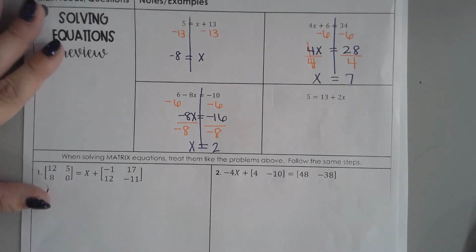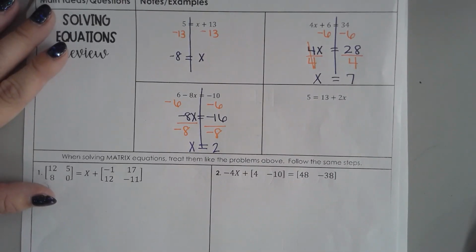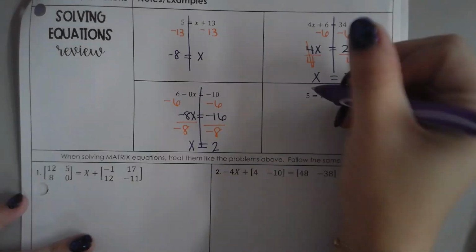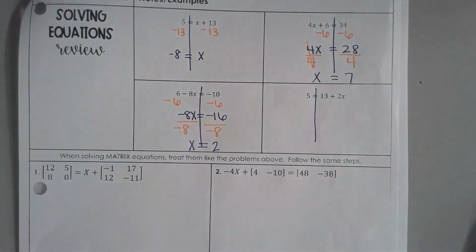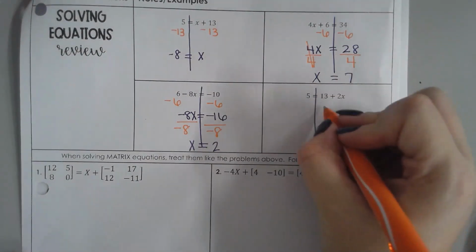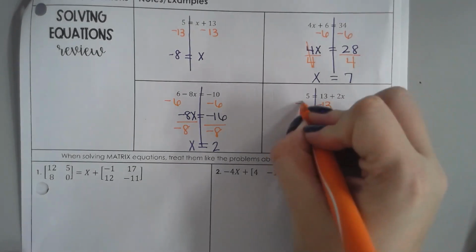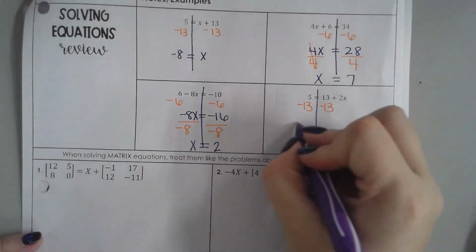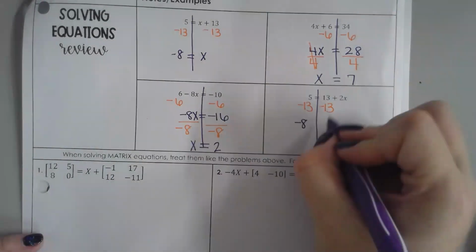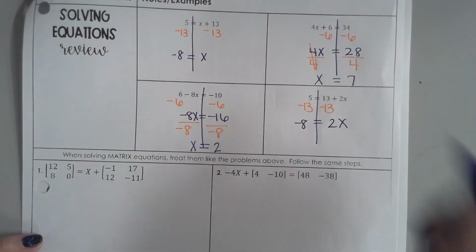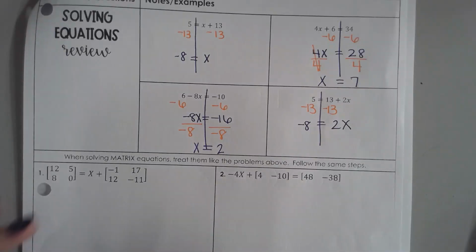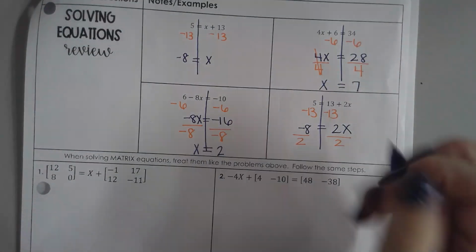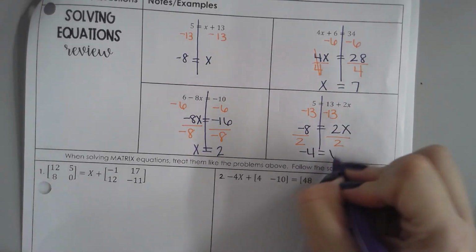You remembering how to do these steps? Yeah. Alright, last one. A lot of them I can just look at. So the 13 is the number that's by itself, so we're going to subtract the 13. 5 minus 13, we already did that one, was negative 8 equals 2x. And then we divide both sides by 2 to get negative 4 equals x.